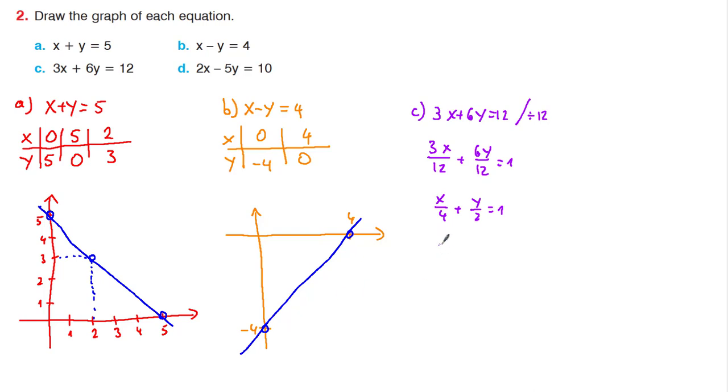Well, the same way as previously, this number here corresponds to the x-intercept, and this number here corresponds to the y-intercept. So let's graph this one. The x-intercept is 4, the y-intercept is 2. That means the line is passing through these 2 points.